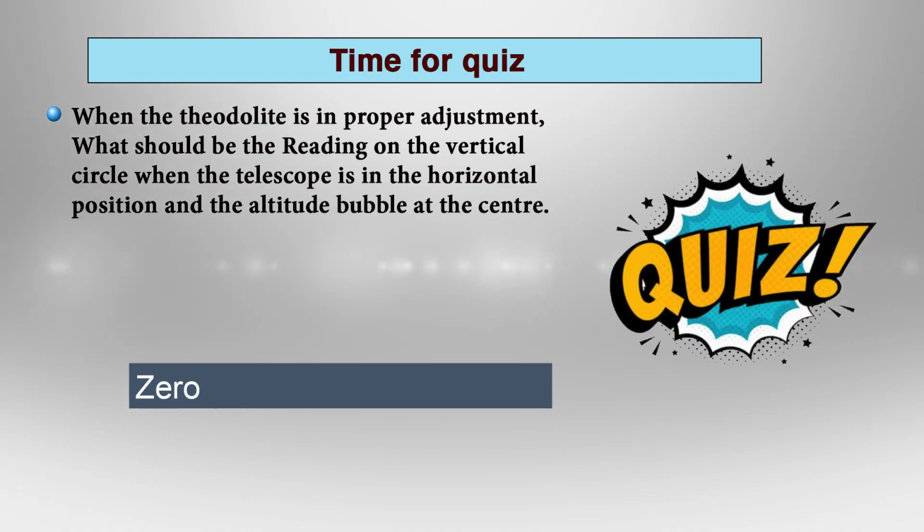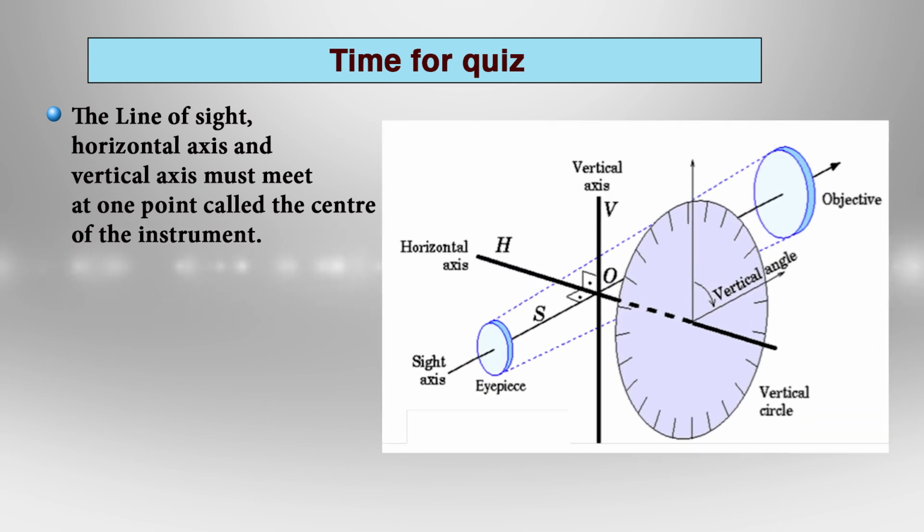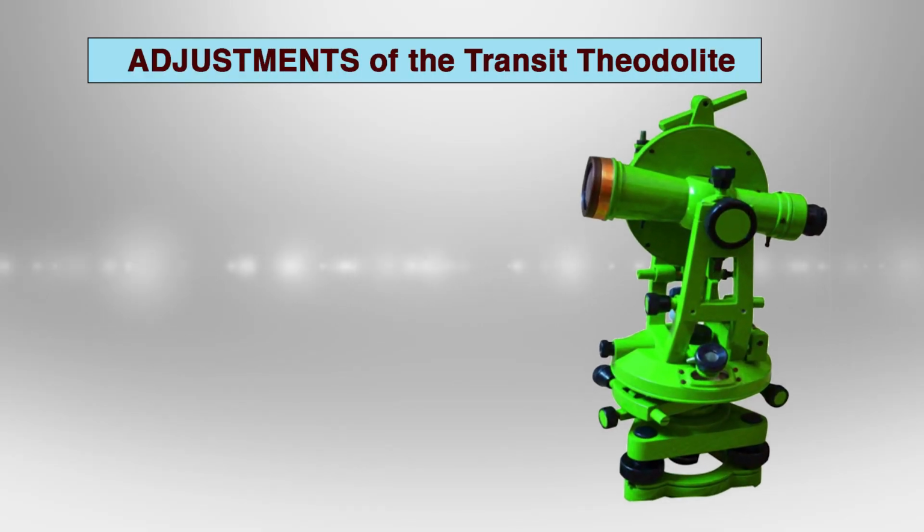The answer is 0. Also remember that the line of sight, horizontal axis and vertical axis must meet at a common point. This point is called the center of the instrument. So far, we have discussed the various components of the theodolite, their fundamental lines and their relationship. Now, we will talk about the adjustments required in the theodolite before we can start using it.